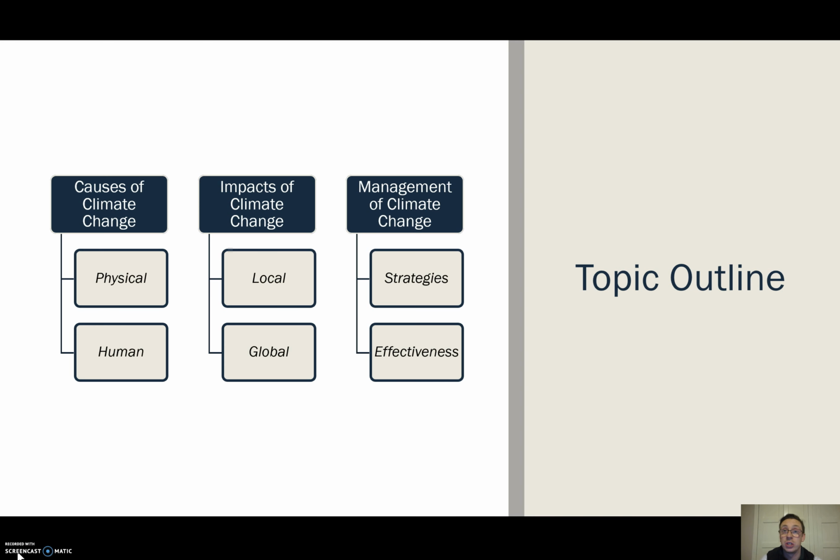We're going to be looking at the causes of climate change, both physical and human. We're going to be looking at the impacts of climate change, and we'll separate that out by looking at the impacts on a local and global scale. And we're also going to be looking at the management of climate change, and we'll be looking at the different strategies we use to manage climate change and how effective some of these strategies are.